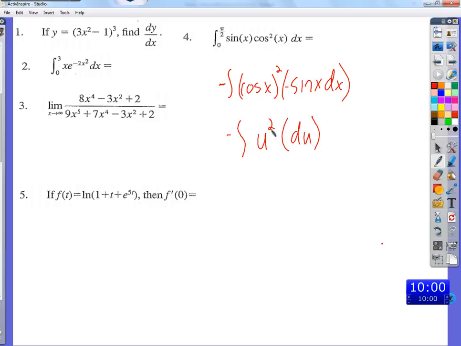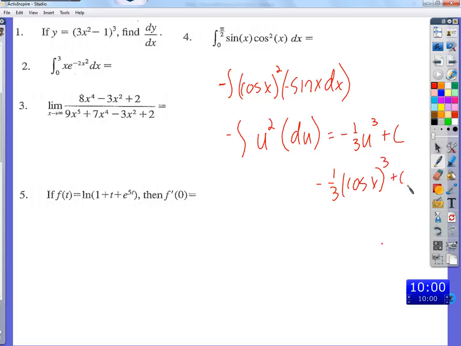What's the antiderivative of u squared du? 2u? That is the derivative, it's the antiderivative. 1/3 u cubed plus c. We're going to use the fundamental theorem of calculus, so we can kind of ignore the c. We get negative 1/3 times u, which is cosine of x, to the third power.